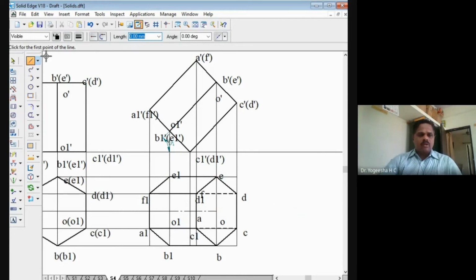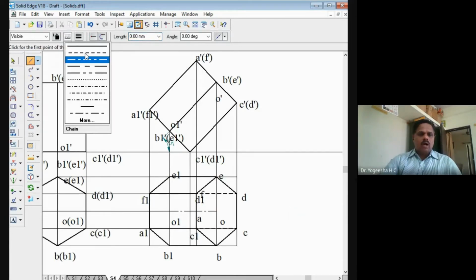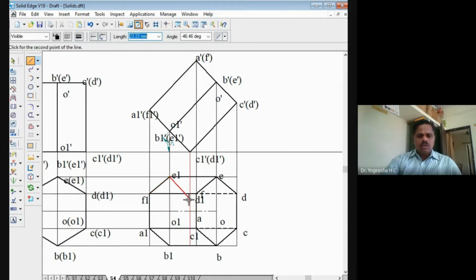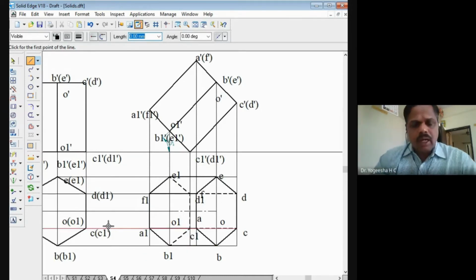And the hidden lines are not marked here. I have to mark the hidden lines now. Take the line tool. So this E1 to F1, so this is F1 now. Sorry, E1 to D1. So D1 hidden line, and D1 to C1 is also a hidden line, and C1 to B1 is also a hidden line. You have to mark those hidden lines also. Hidden lines and visible lines we have marked down.